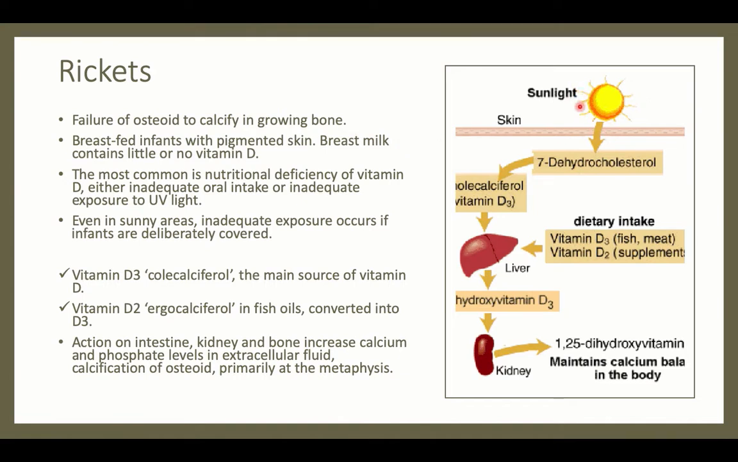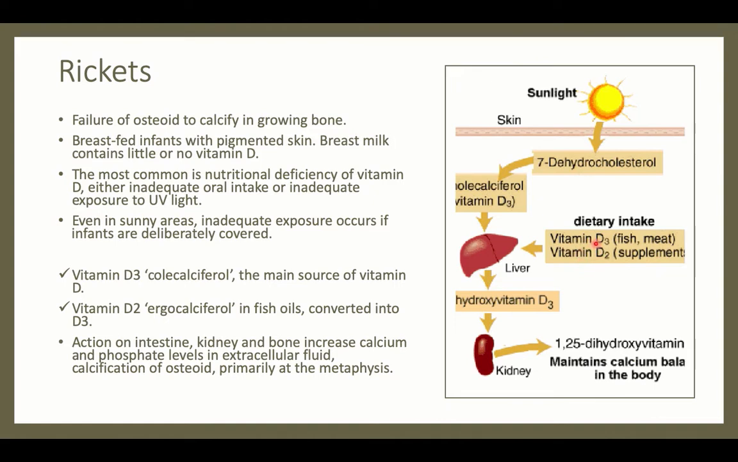Sunlight or UV light of the sun is the main source of vitamin D synthesis through its effect on the skin, 7-dehydrocholesterol, producing the cholecalciferol or vitamin D3, which is the main source of vitamin D. Or vitamin D can come from fish oils, and this is called vitamin D2 or ergocalciferol, which is converted into D3 in the body. So either from the UV light, which is the main source, or from ingestion of vitamin D2.